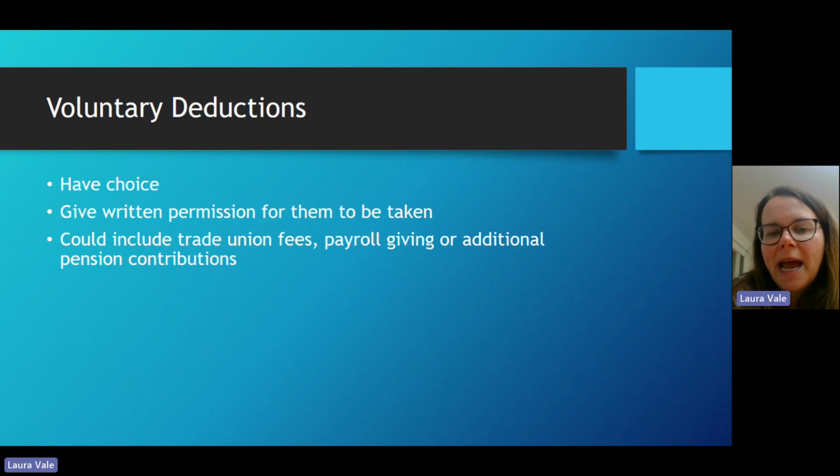Could include what's called payroll giving, which is sometimes abbreviated to GAYE, give as you earn. This is where you have given permission, in fact an instruction for your employer to take money out of your gross salary and pay that over to your chosen charity. Or it could be additional pension contributions. You might decide that you want to up your pension contributions from that required 5% and pay in a bit more. Again, this would be deducted from your gross and paid over to the pension scheme administrator on your behalf.